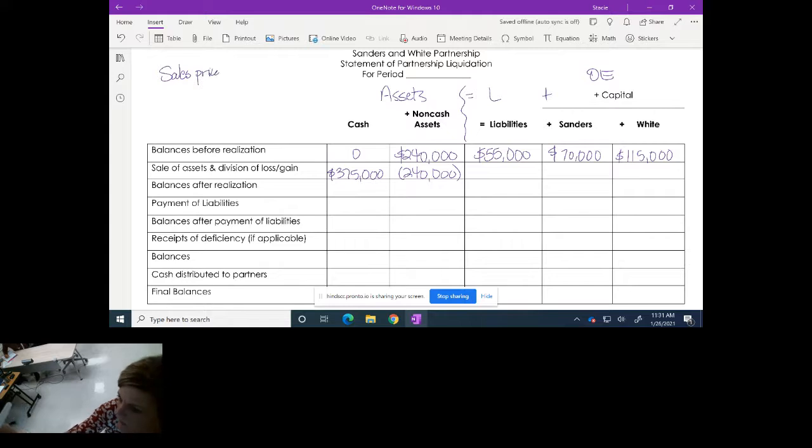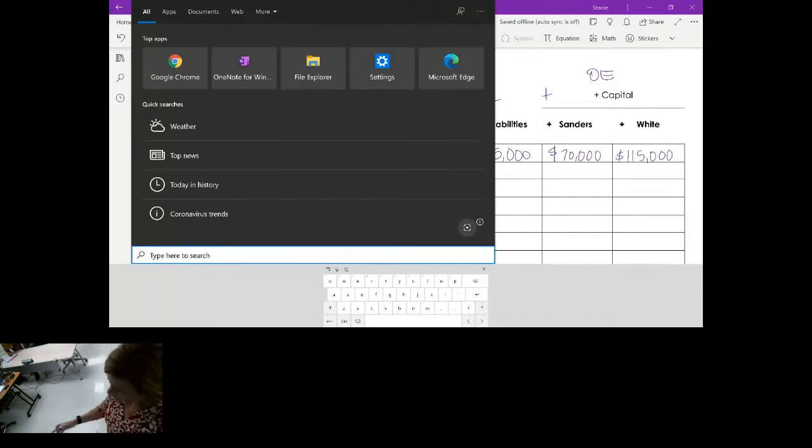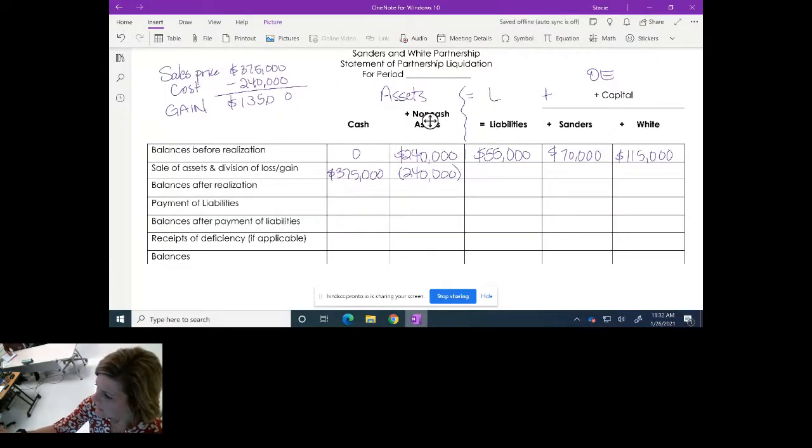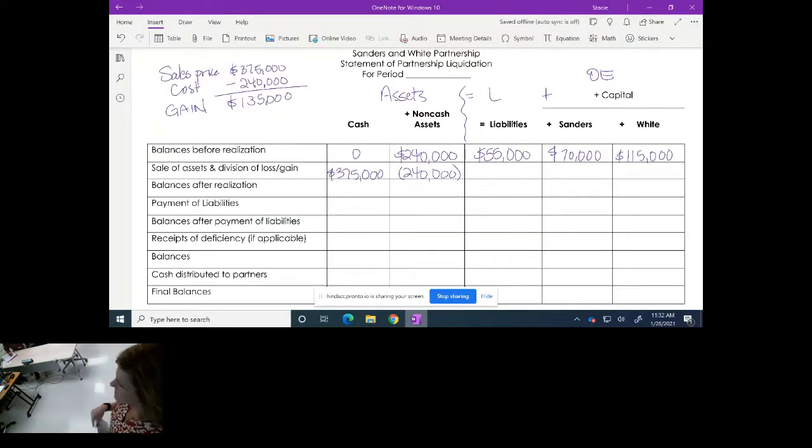Sales price, $375. Cost, $240. So what is my gain? Is that right? Yes. I have $135,000 gain. Now, I've got to distribute, that looks like an 8, doesn't it? I've got to allocate or distribute this gain to each of the partners. How am I doing that? It's equal, right? So we're just going to divide it by 2.